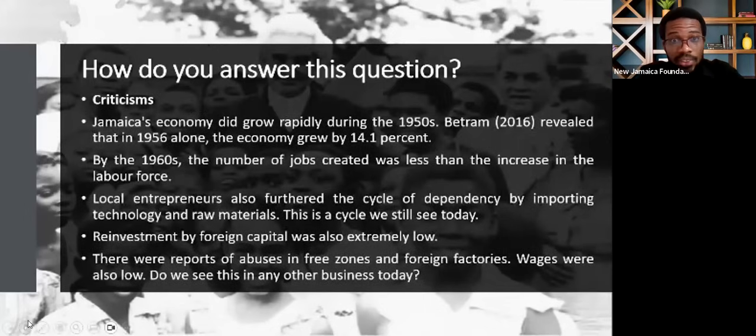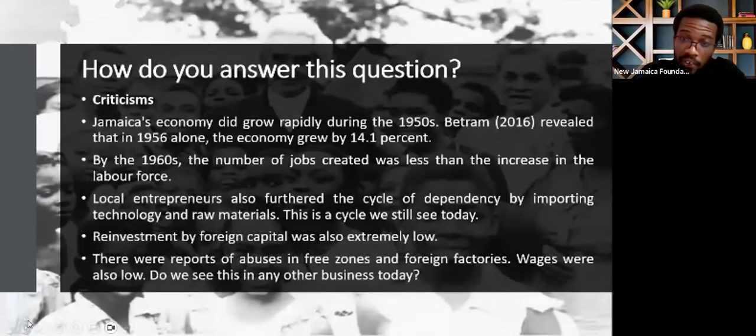The criticism of this was that the Jamaican economy, one of the major economies that adopted it, did grow rapidly in the 1950s. In 1956, the economy grew by 14%, but by the 1960s, the number of jobs created was less than the increase in the labor force. So basically, the economy is growing, but the labor force is increasing much more rapidly. So there still weren't enough jobs.